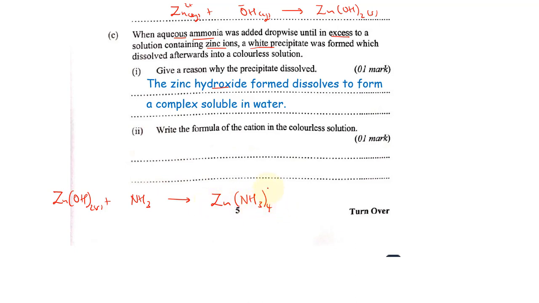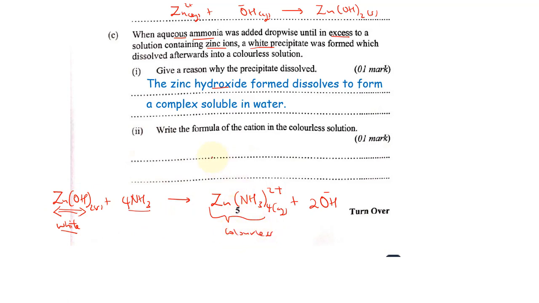So we have our complex plus the hydroxide ions, 2 of them. So this is the complex. However, this complex is soluble in water. So this zinc hydroxide that is causing the solution to be white in nature reacts with more ammonia molecules and the white precipitate disappears to form a colorless solution.